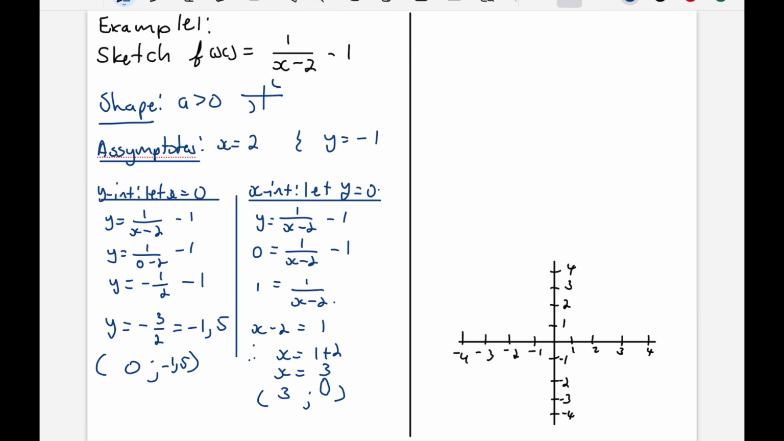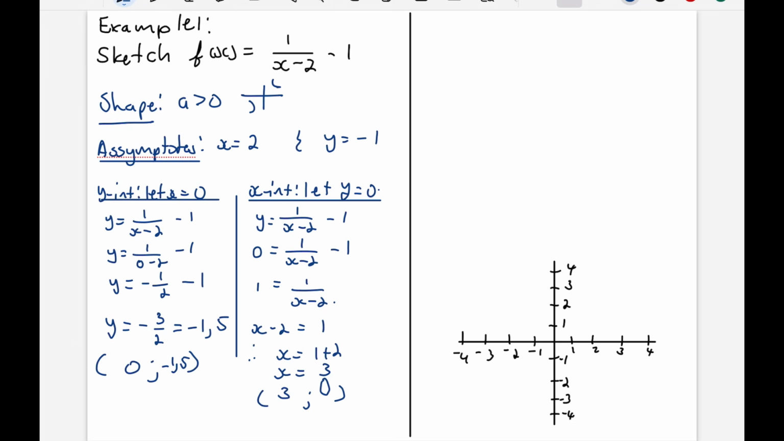There you have it. We've now got the shape, the asymptotes, and both the x and y intercepts. We can actually now sketch this graph. Let's start by drawing our asymptote. Our asymptotes are an x value of 2, that is the vertical asymptote. So at an x value of 2, you're going to draw a vertical line that runs through the x value 2.